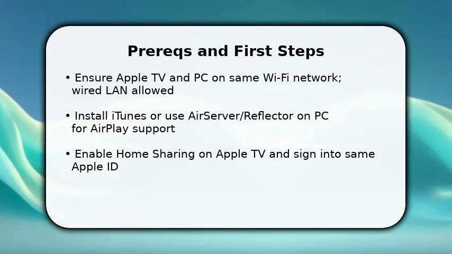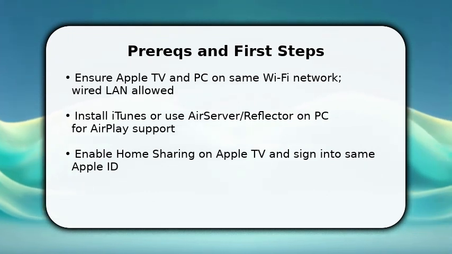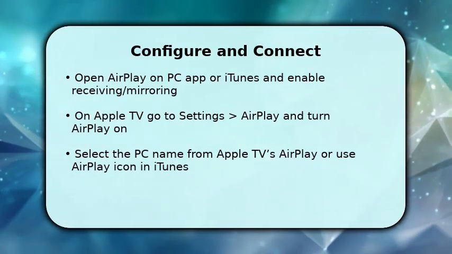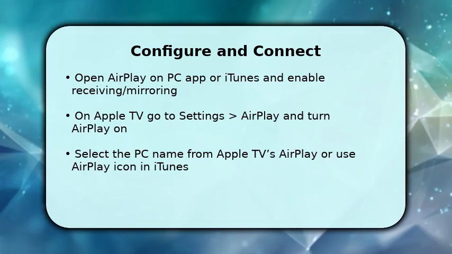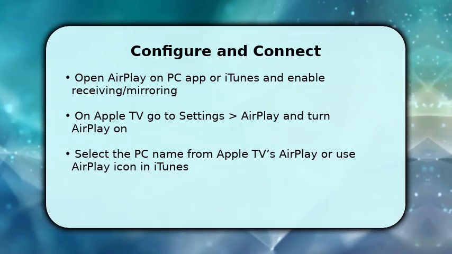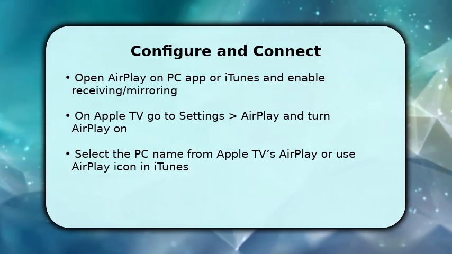Now that prerequisites are verified and software running, you're ready to initiate the connection. You now perform the connection steps. Open iTunes or the AirPlay receiver on the PC and confirm it's set to receive. On Apple TV, navigate to Settings, then AirPlay, and switch it on. Set a password if desired for security.